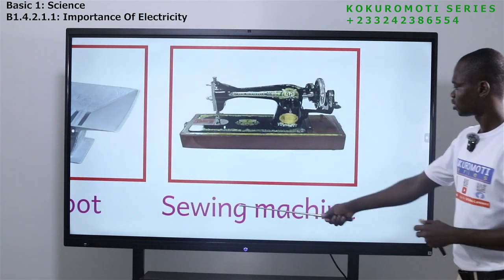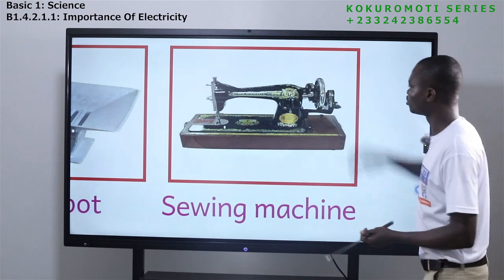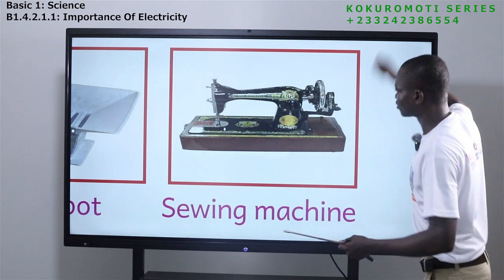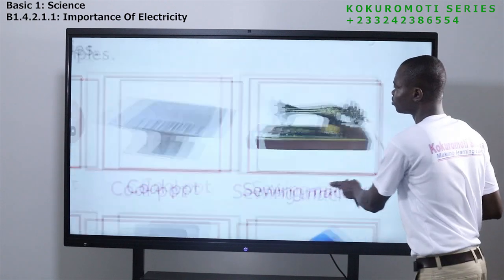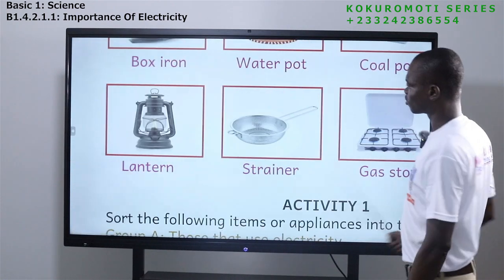We have this one, sewing machine. So this one, we use the hand, you hold this side, then we turn it like this. Then your thing will be what? Moving for you.